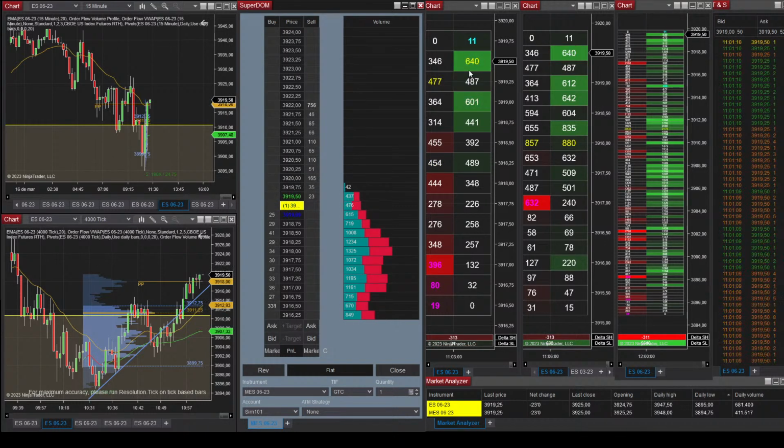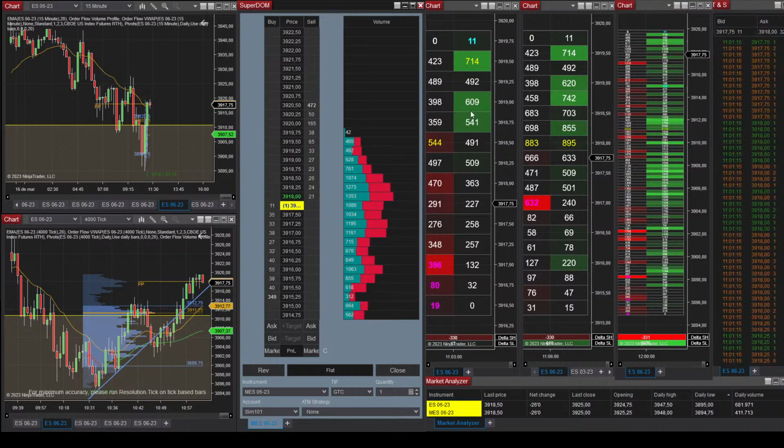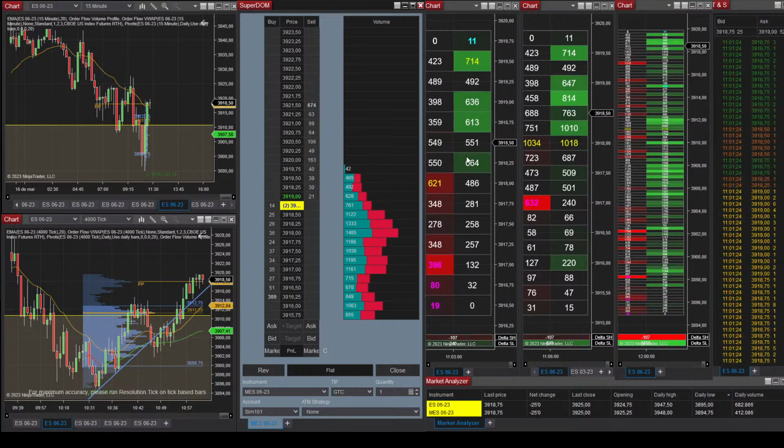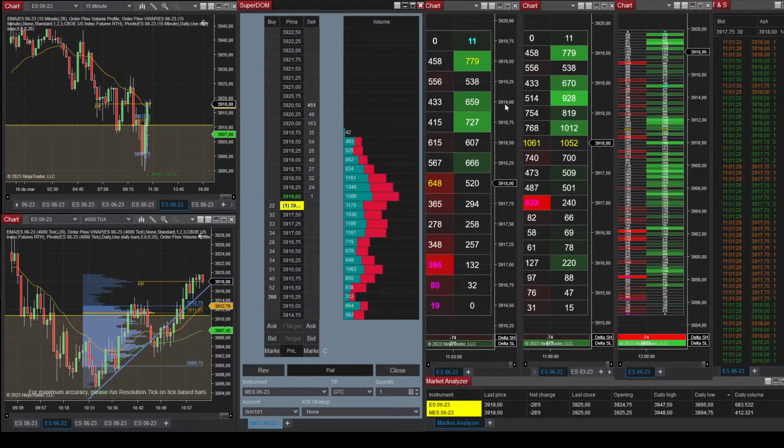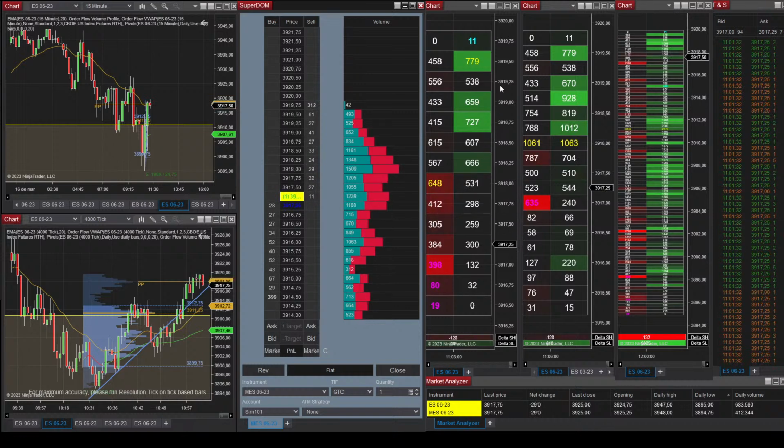But look here, let's see this here. It's nice to see in the tops a huge absorption. At the first point, it's difficult to know which side will win, but it's nice to see this kind of good struggle. Let's see. We're seeing buyers pushing upwards, sellers absorbing, then sellers pushing downwards, and buyers absorbing.